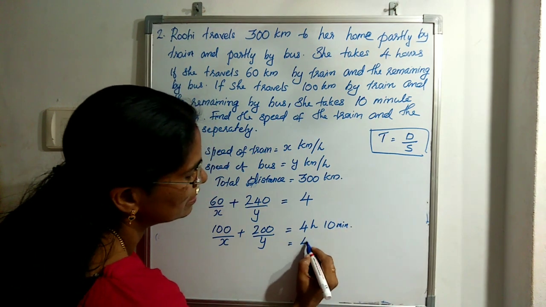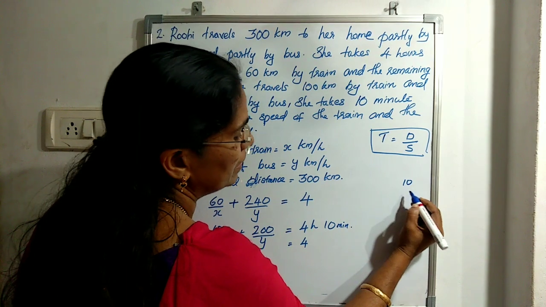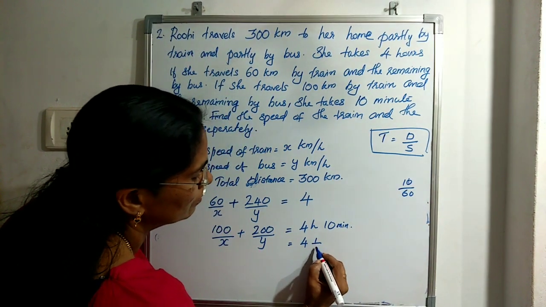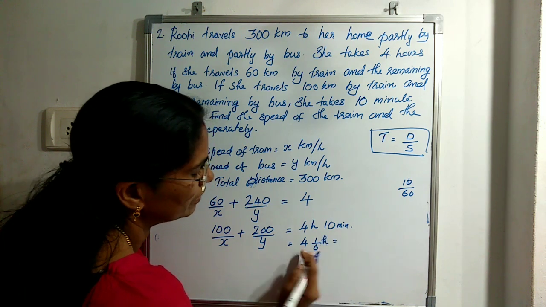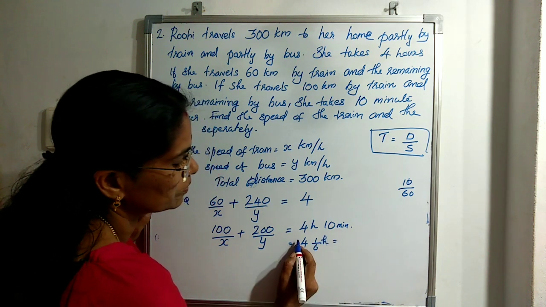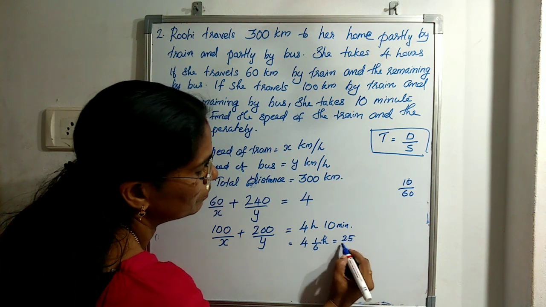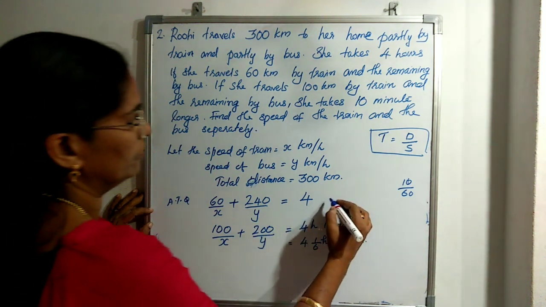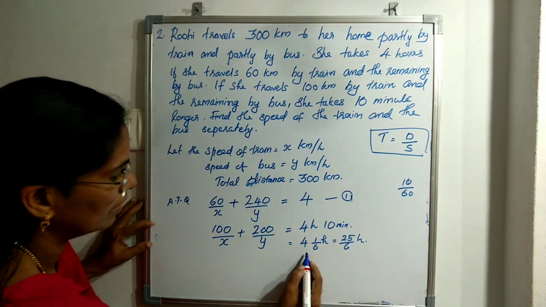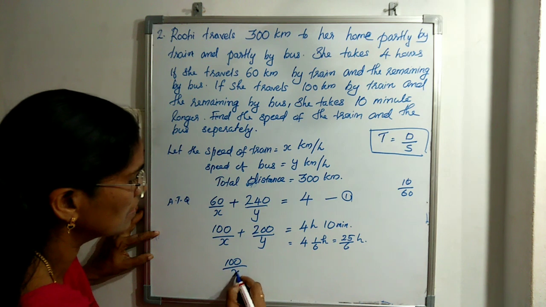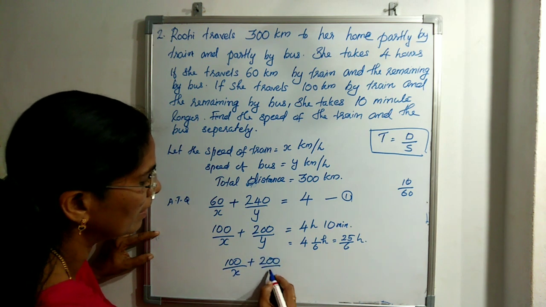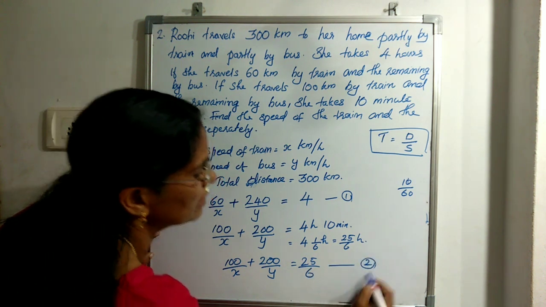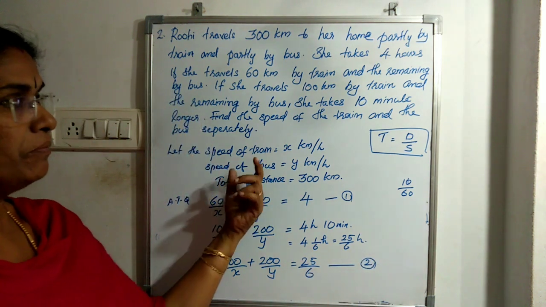This minute you have to change into hours. How do we change minutes into hours? 10 divided by 60, or 1 by 6 hours. We can make it a mixed fraction: 6 4s are 24 and 1 is 25 by 6 hours. So we can write this as an equation. First, this is equation 1, and 100 by x plus 200 by y is equal to 25 by 6 is the second equation. Okay, I will explain this same thing one more time.